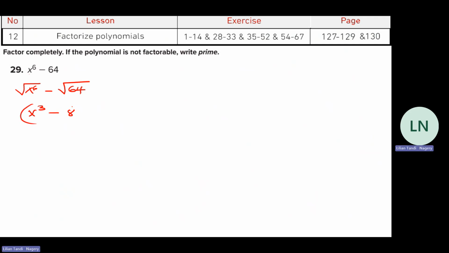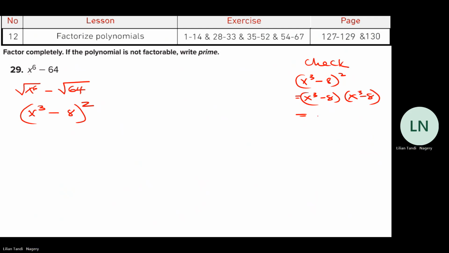So you're going to write this squared. I checked my work. I want to check: x cubed minus 8 squared means x cubed minus 8 times x cubed minus 8. That will give me x to the 6th power minus 8.